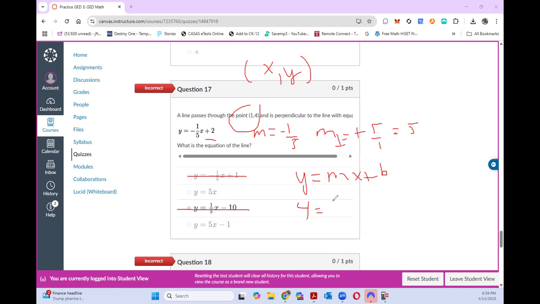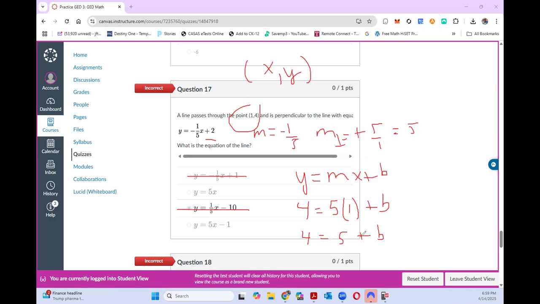Once we change the sign and flip it, 5/1, which is what whole number? 5. My slope is just 5. What's my x? My x is 1. Okay, y equals mx plus b. What's 5 times 1? 5. Plus b is 4.